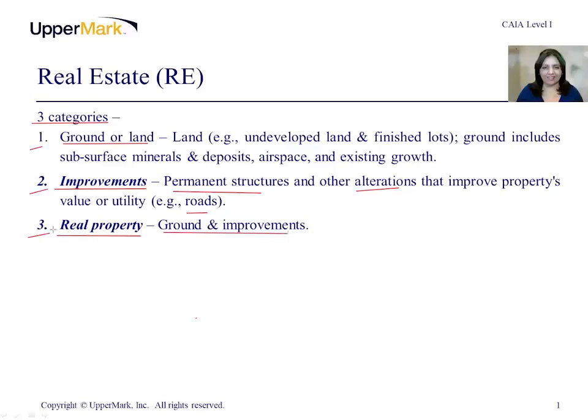So in our discussion, when we talk about real estate, that's actually what we're referring to. We're referring to number 3, which is basically numbers 1 and 2 together, both the land on which you build something underneath it and any improvements to that land.